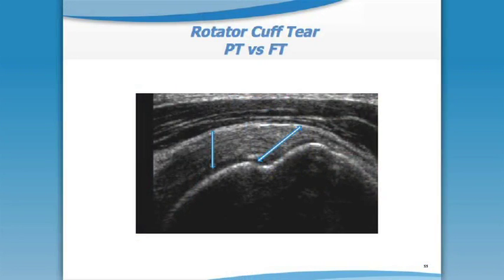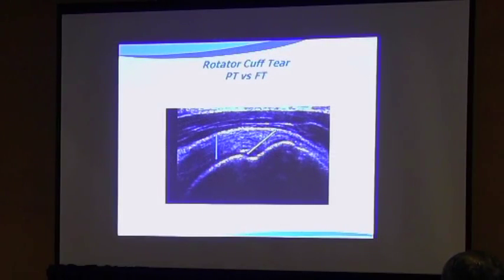Full thickness tear frequently is misunderstood. It has to communicate the joint space with the overlying subdeltoid bursa. So a rotator cuff tear that goes from here to here is not a full thickness tear. That's a bursal-sided partial thickness tear because you still have tendon fibers proximally preserving the integrity of that cuff, and you don't have communication of the joint space with the overlying bursa.